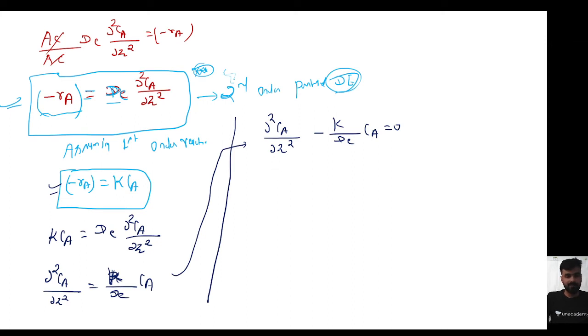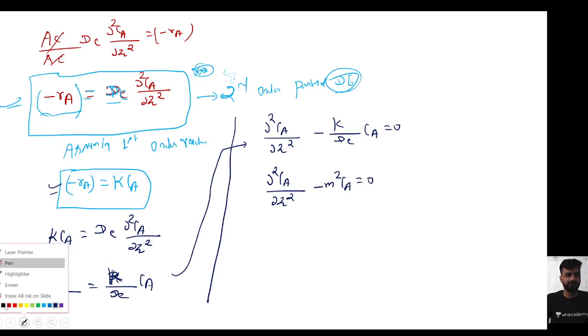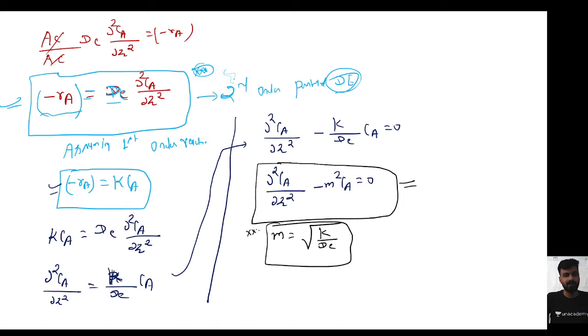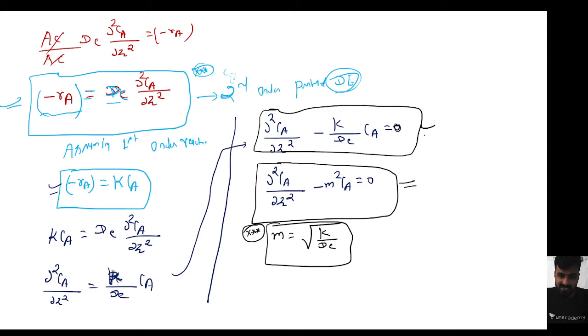So can I write ∂²C_A/∂z² minus m² C_A equals 0? I am writing this to help you understand, because I have to put this term in the form of a differential equation so that it becomes very easy for you. Where m is equal to root of K/D_e. It's a very important relation. This is the basics of heterogeneous catalytic reactions. It will play a very important role in the successive lectures as well.